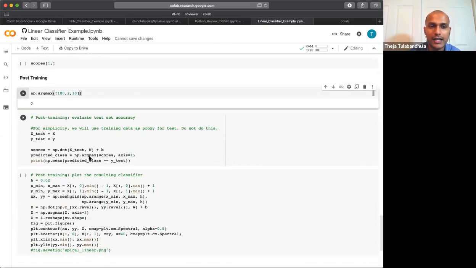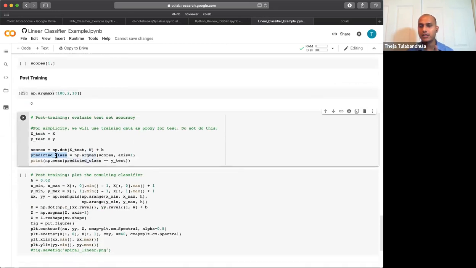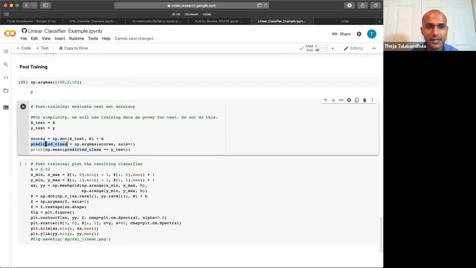And if I get the argmax, that's my predicted class. Right now my classes are encoded as 0, 1, and 2. There are 3 classes. First class is 0, second class is 1, and third class is 2. Okay, 0 indexing. So this is how I'm getting my predicted classes for each of my test data points. And then I'm checking, is the predicted class the same as what's there in the test?